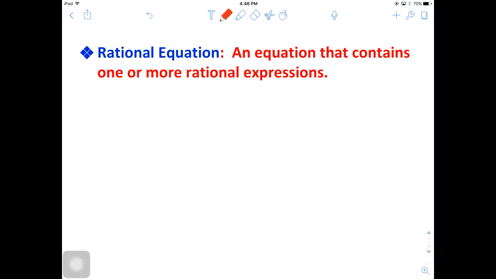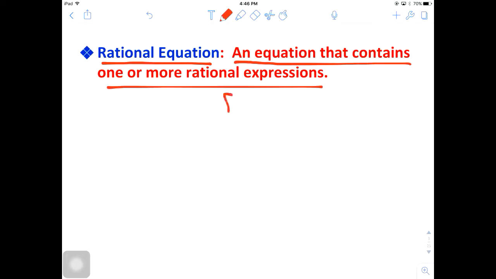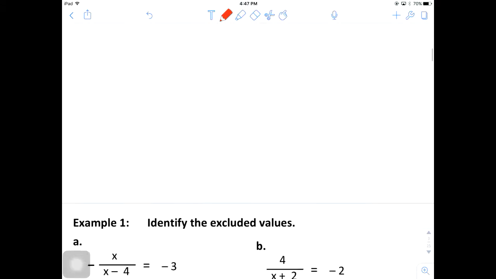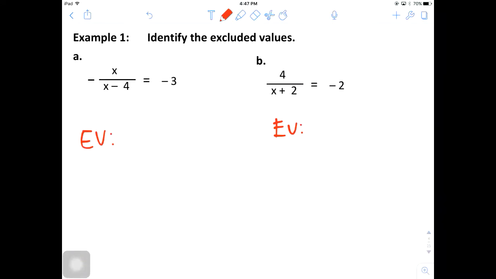Let's first again take a look at what is a rational equation. The definition is it's an equation that contains one or more rational expressions. So once again, it is an equation that contains one or more fractions. That is the best way to describe what a rational equation is. Let's take a look at example 1. So here is a rational equation.